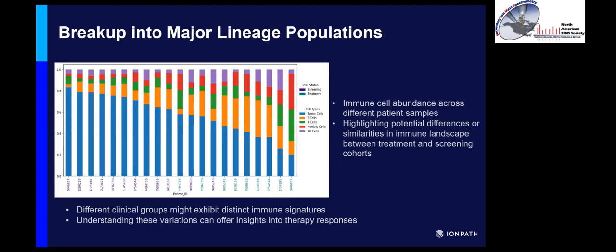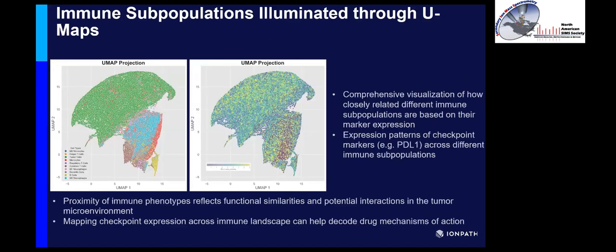We can drill down further and look at the lineage markers, so the immune markers and their subtypes, and see how those populations are different across the different patient types, highlighting potential differences or similarities in the immune landscape between either individual samples or between screening cohorts. We can do dimensionality reduction and give you a comprehensive visualization of how closely related different immune subpopulations are based on their expression. And so that's what we're looking at over on the left.